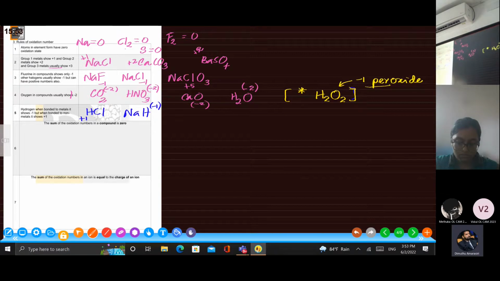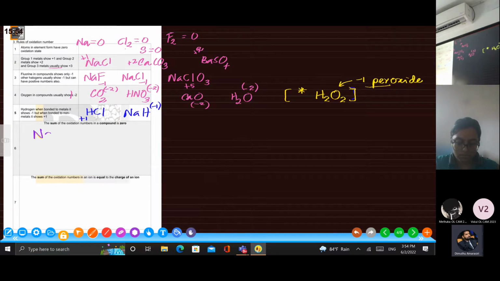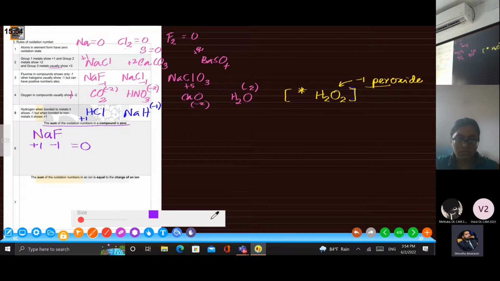For example, the sum of the oxidation numbers of a compound is 0. Let me write sodium fluoride. You know sodium is +1, rule number 2. Fluorine is -1, rule number 3. So what's the addition of oxidation states? 0. Isn't it the rule? The sum of oxidation numbers in a compound should be 0. Understood? Always in a compound, the sum is 0. Okay.